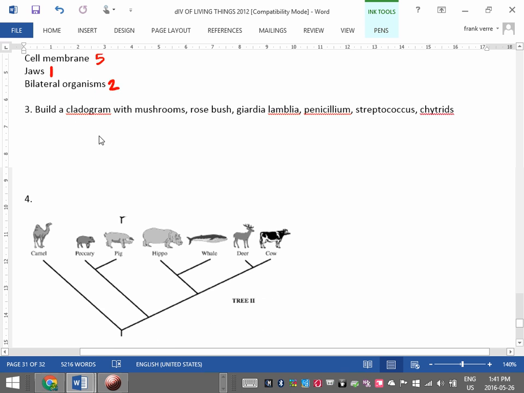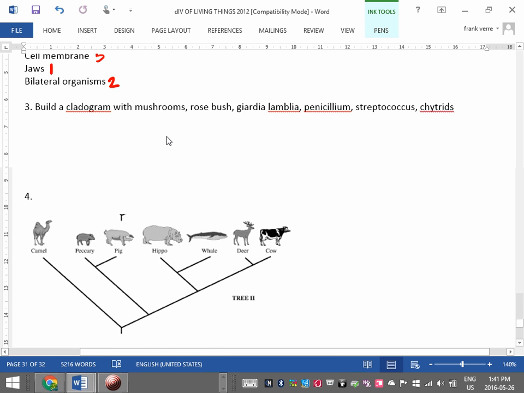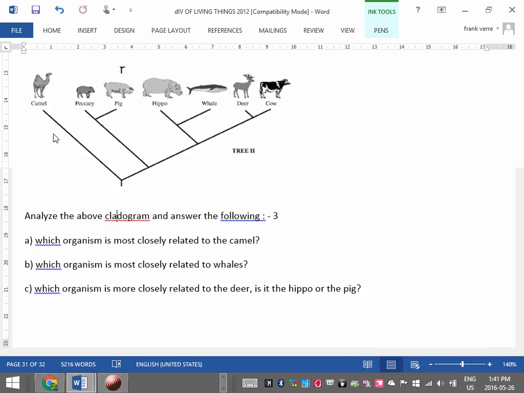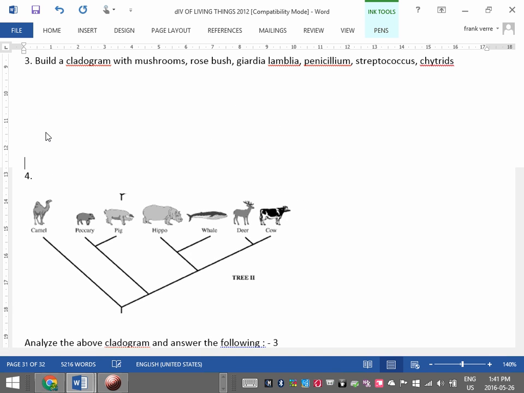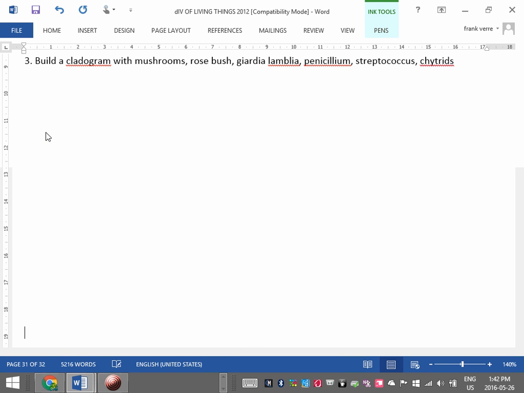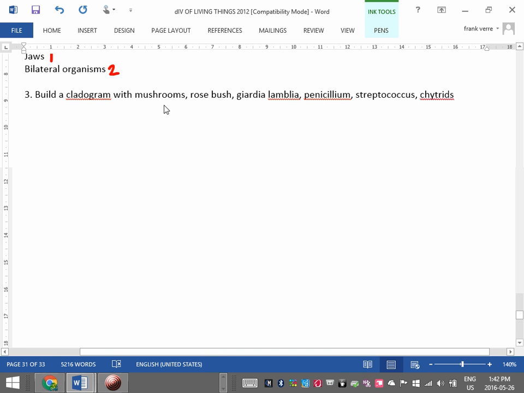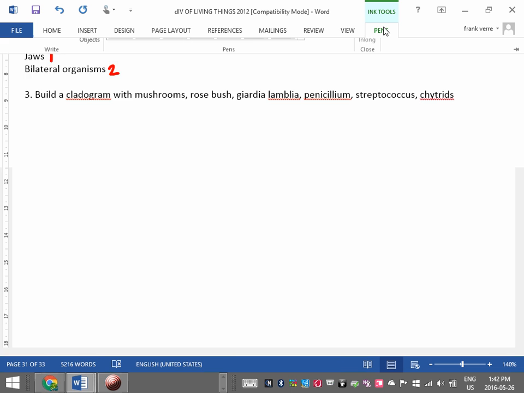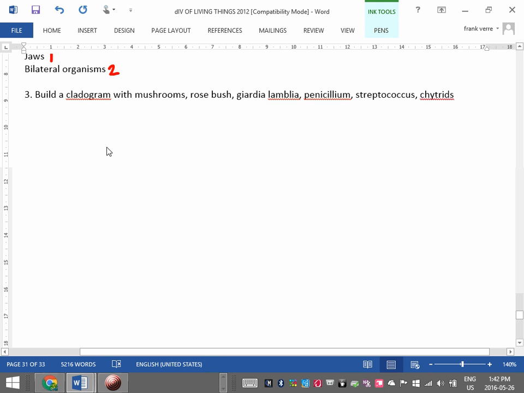Okay. The other thing you'll be doing is building a cladogram. Yeah, Pamela. Any exceptions to that rule? I can't really think of one, but I will give it more thought. But I think that there might be the odd exception, but I can't really think of one off the top of my head right now. Okay.